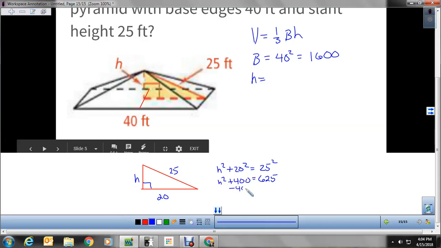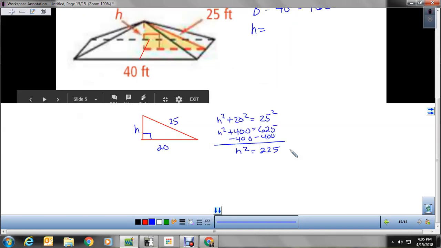Subtract 400, and h squared is equal to 225. So we take the square root of both sides, and 225 is a perfect square, which means it comes out to be 15. So 15 is our height. So we come up here and mark that in here as our height.